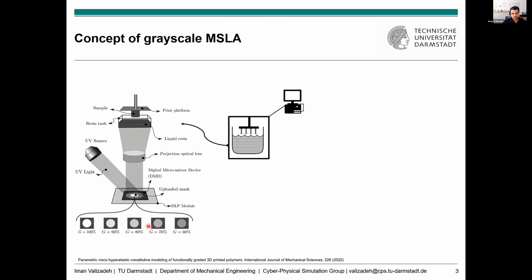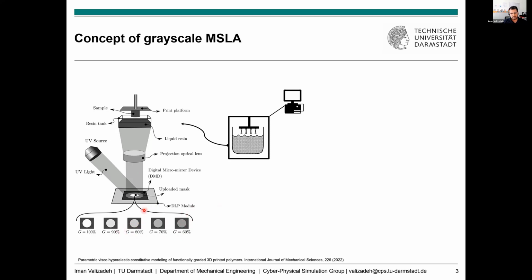The idea is if we change the color of the white pixels to gray, the light can be transmitted partially through these pixels, which leads to partial photopolymerization in the resin, and therefore we can change the cross-linking density, and then we change the mechanical properties at every point of the layer which is under printing. And therefore we can print graded structures.